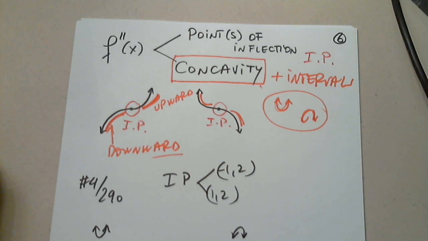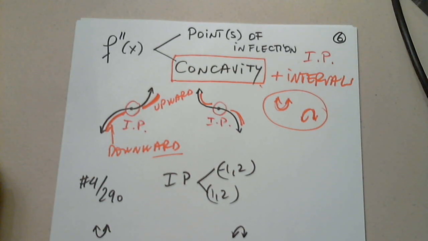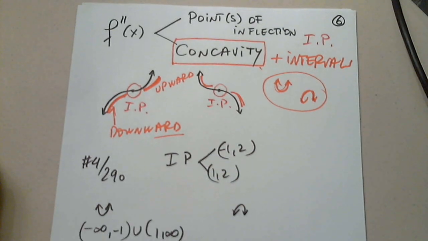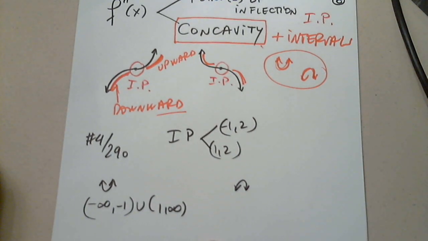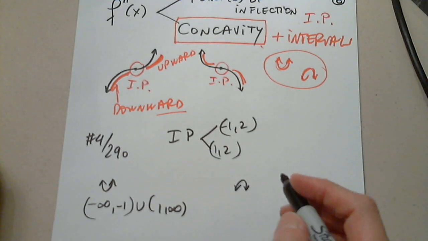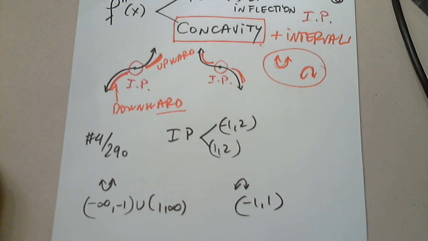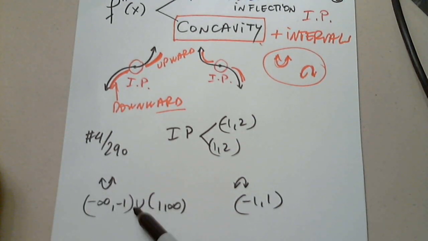So the function is opening upward from -infinity to -1, union 1 to infinity. Can anyone give us the interval on which the function is opening downward? -1 to 1. Awesome. So thank you very much. So the function is opening upward between -infinity and -1, union 1 to infinity. And it's opening downward between -1 and 1.